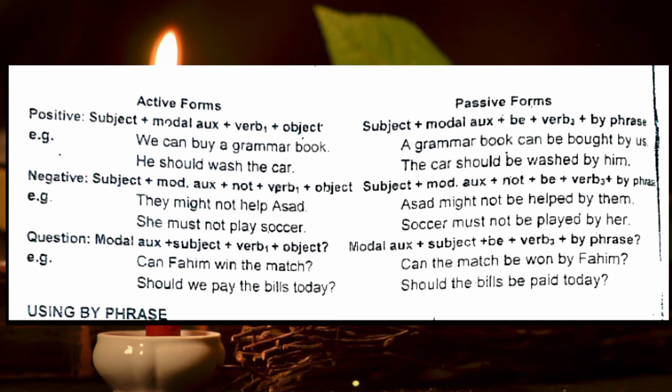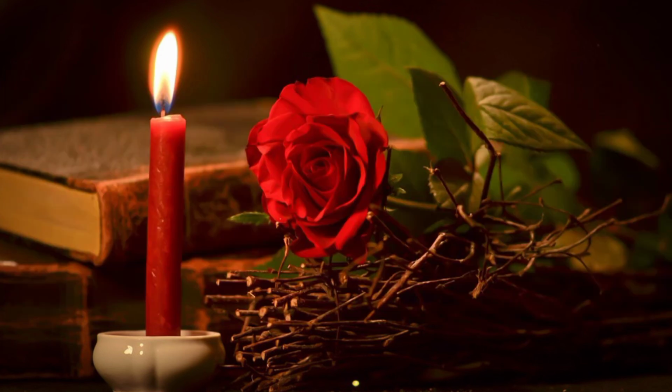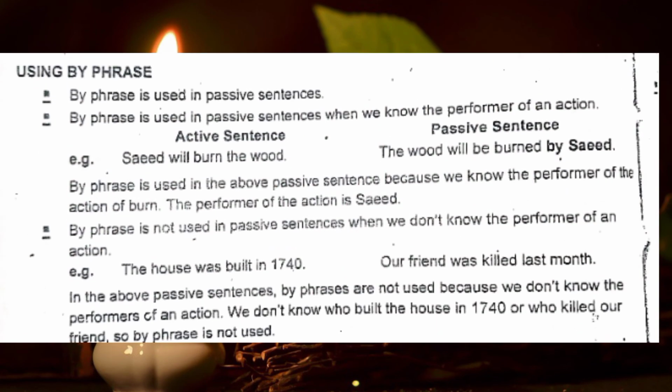Okay. Using by phrase. By phrase is used in passive sentences when we know the performer of an action. Got it? Active sentence: Saeed will burn the wood. Passive sentence: the wood will be burned by Saeed. In this example, we know the performer or the doer of an action. By phrase is used in these passive sentences because we know the performer of the action of burn. The performer of the action is Saeed.